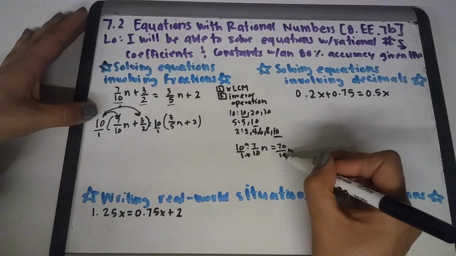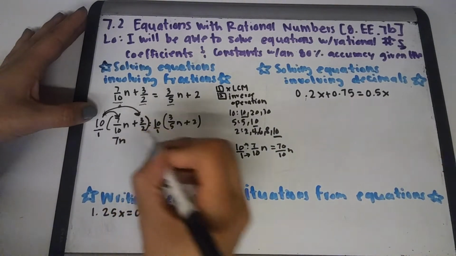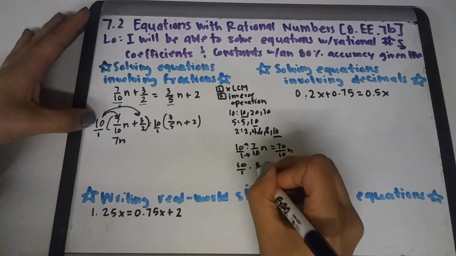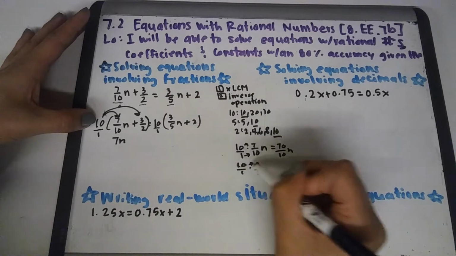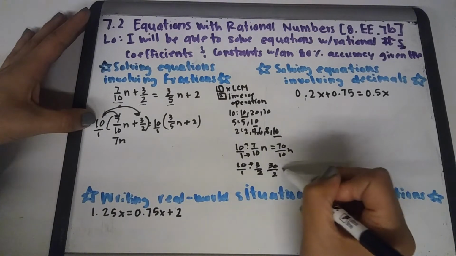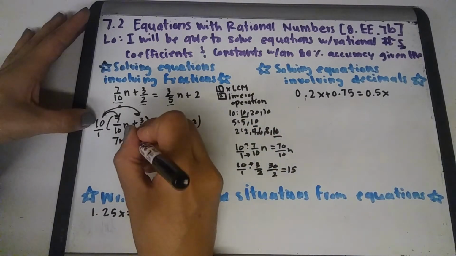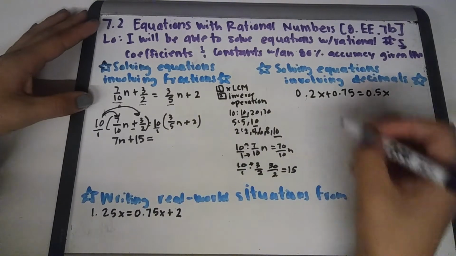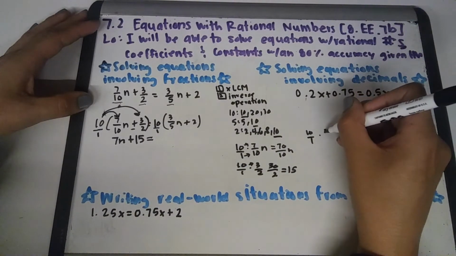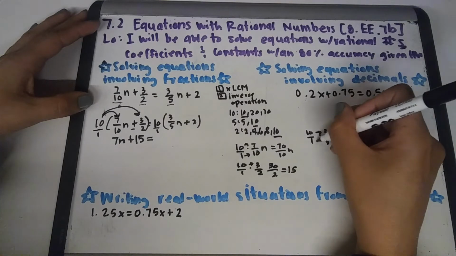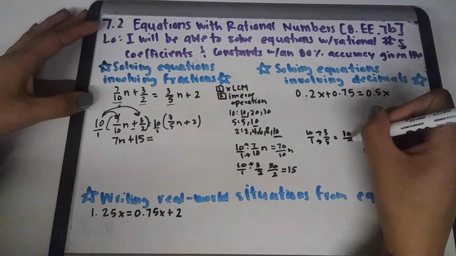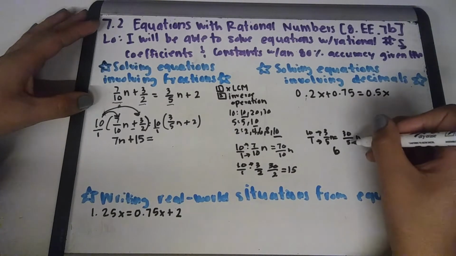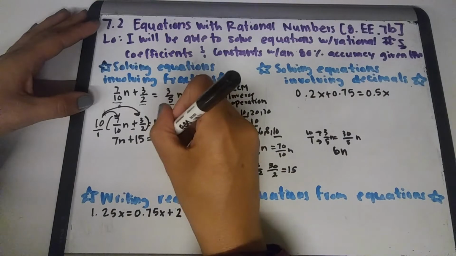What's 70 divided by 10? 7, so that's 7n, okay? Right here, I have 10 over 1 times 3 over 2, right? So 10 times 3 is 30, and 2 times 1 is 2, and that gives me 15. So plus 15. Okay, I'm going to bring the same symbol there, and I'm going to say equal to, and then right here I have 10 over 1 times 3 over 5. If I multiply straight across, that's going to give me 30 over 5, and 30 divided by 5 is 6, so 6n.